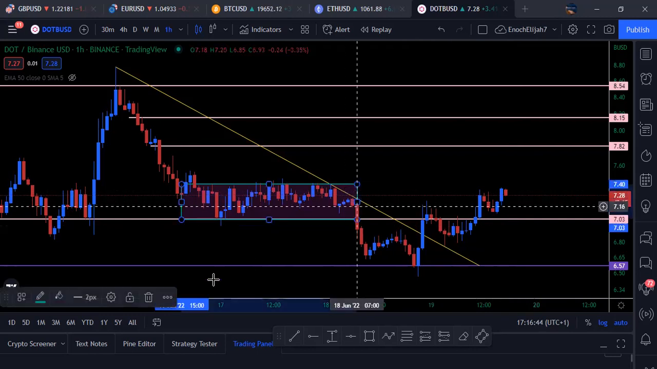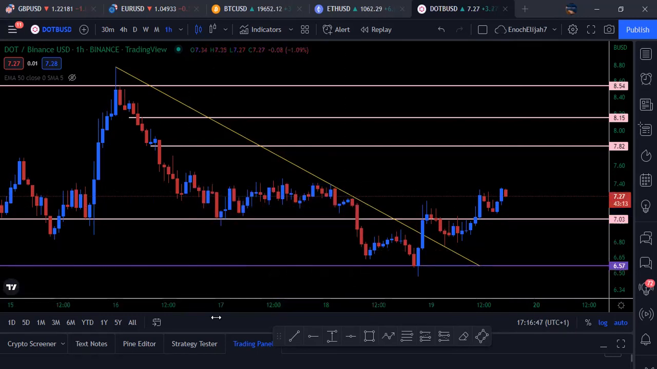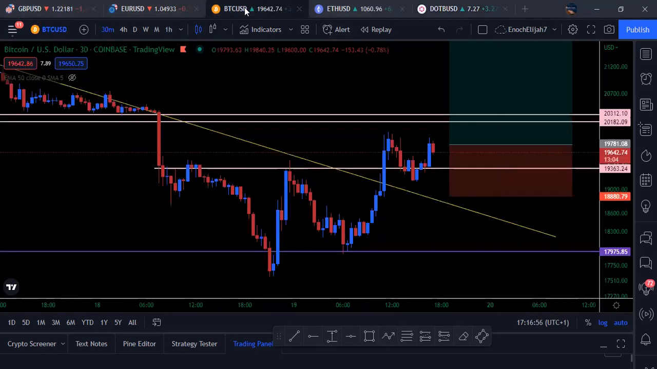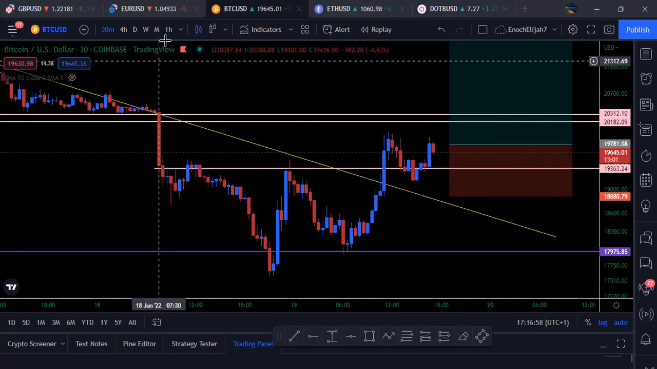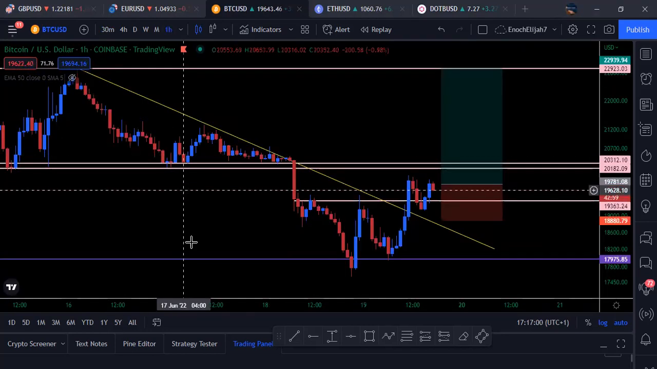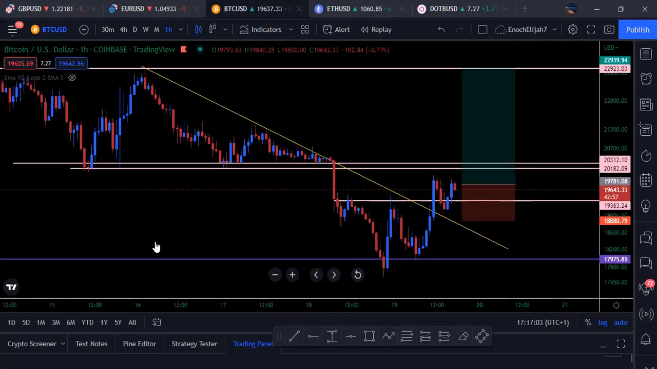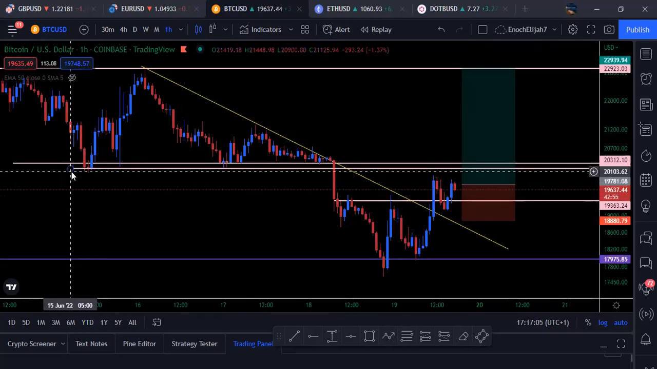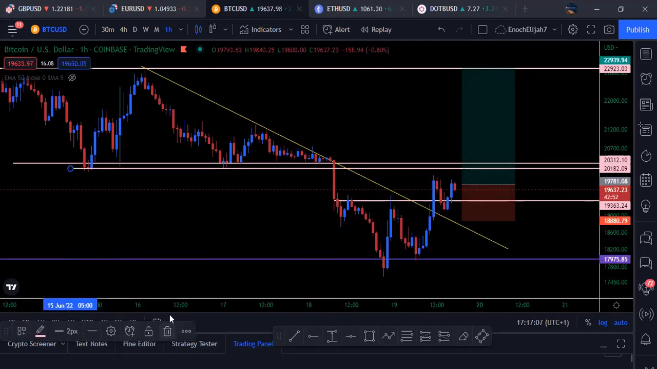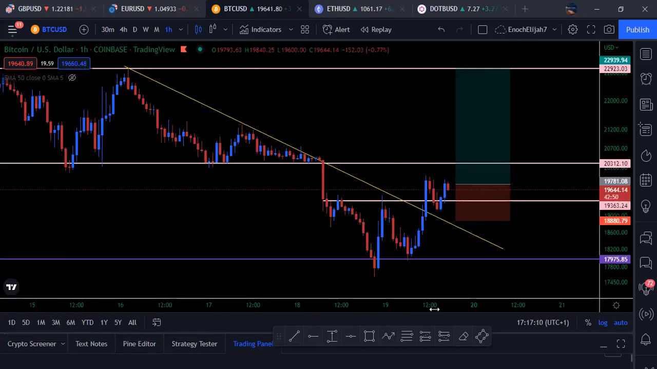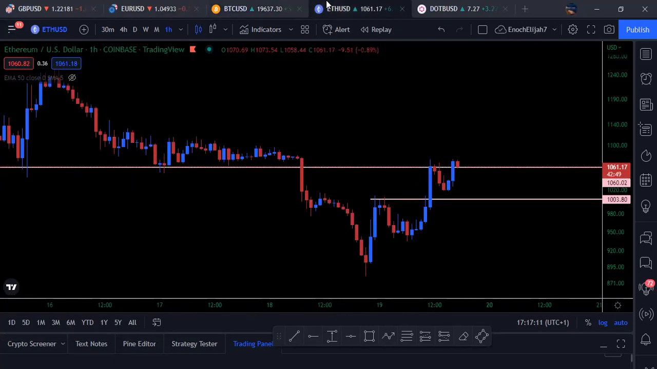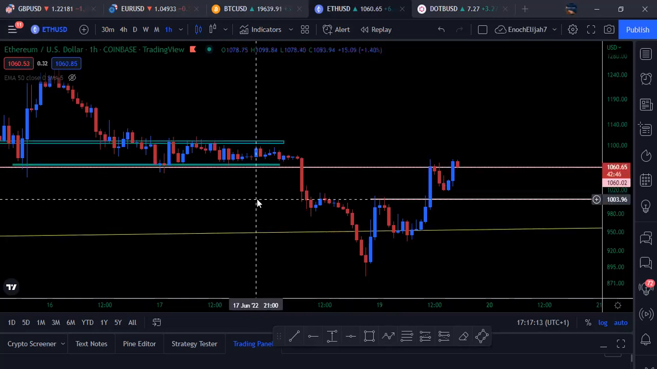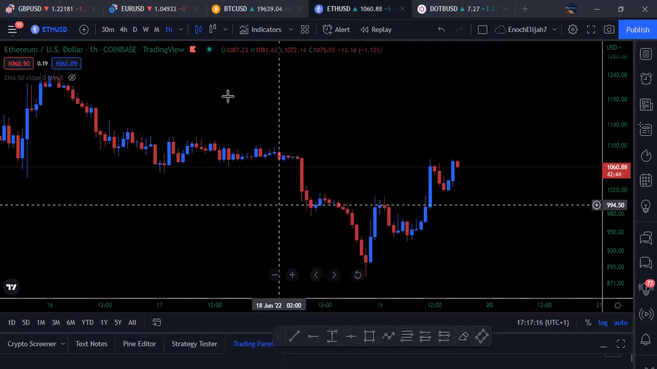Let's take another chart to see what the market is saying. Standard charts. Yeah, Ethereum. Let's look at Ethereum as well.